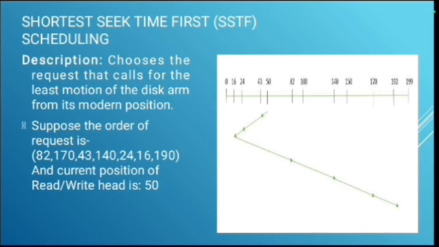Suppose the order of requests is the same as in FCFS: 82, 170, 43, 140, 24, 16, 190. The cylinder size and the current position of the head are also the same. So in this it is moving from 50, the next shortest seek time is 43. So it is moved to 43, then to 24, then 16. After 16, it is moving to the next shortest seek time, that is 82, then 140, then 170, then 190. So this is how shortest seek time is scheduled.